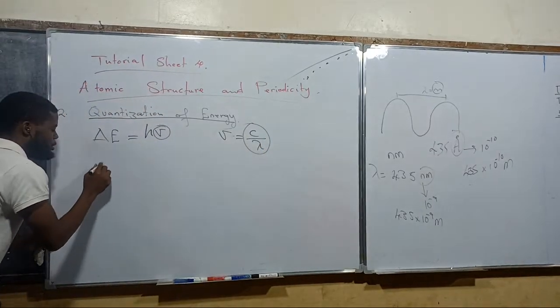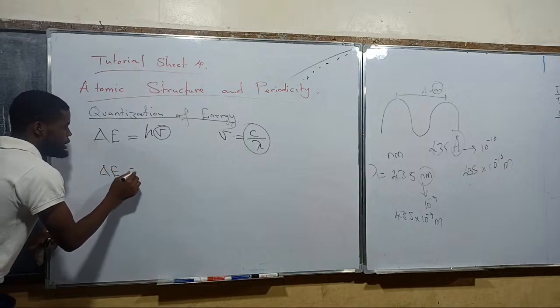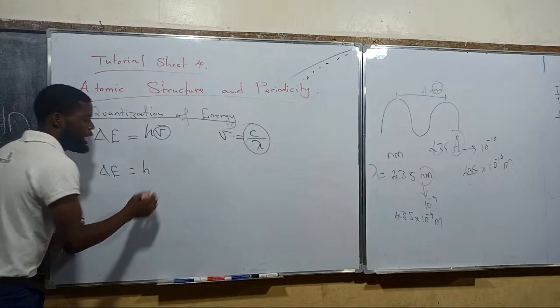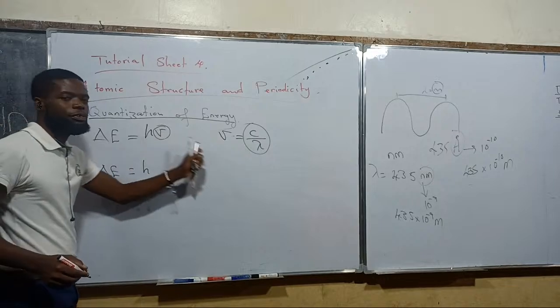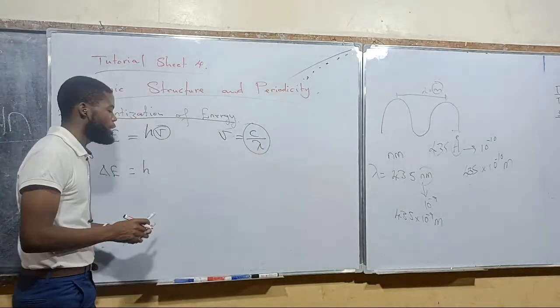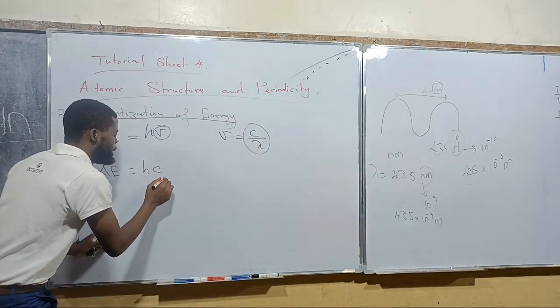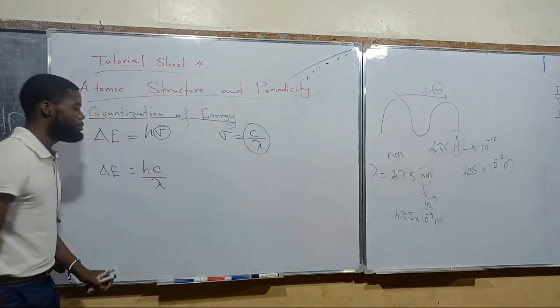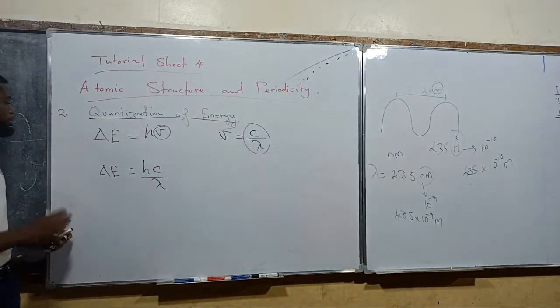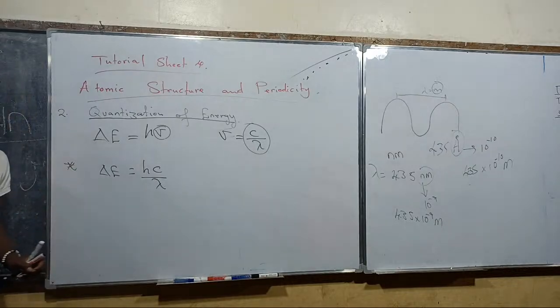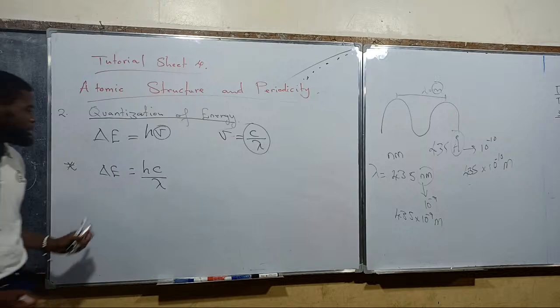So change in energy is equal to h, which is Planck's constant. Where there is a frequency, we can put formula number 1. So hc divided by what? By lambda. So make sure you know this formula, it's going to be used more often in solving questions.